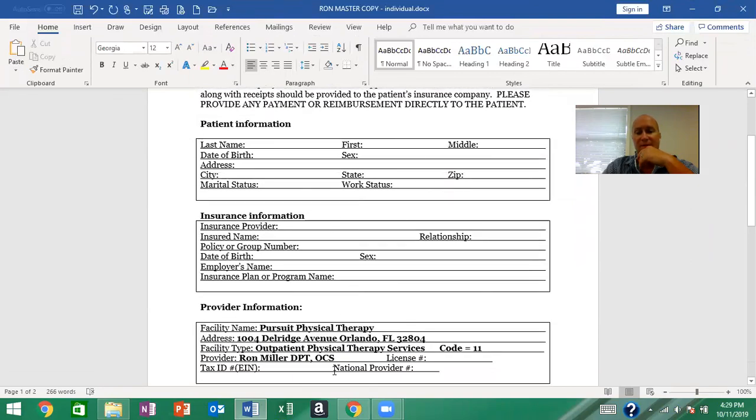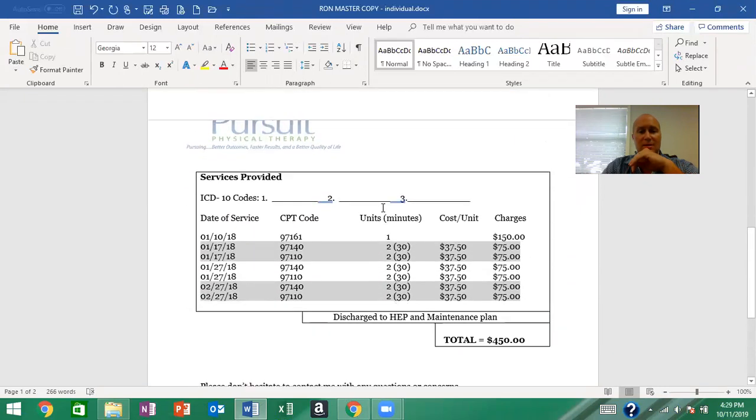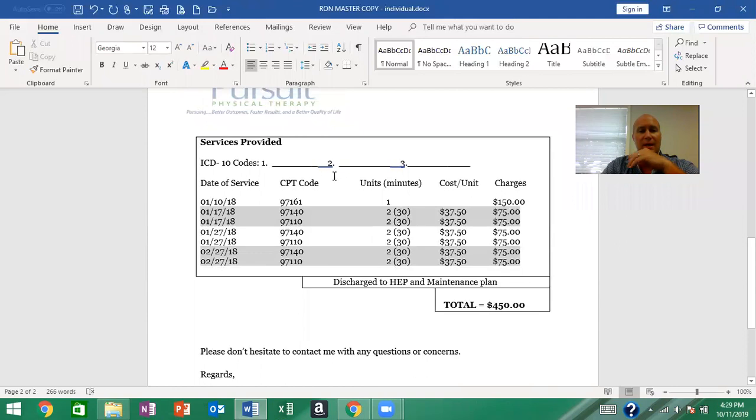Again, I have this stuff filled out already, and then I have the patient fill out the first two boxes there. So next is the services provided. I have three spaces here for ICD-10 codes, and I'll fill this in depending on whether the patient has one, two, or three diagnoses. Next is going to be the date of service, the CPT code, units, cost per unit, and the charges. They do want to see the cost per unit and the units. It's super annoying. That's why I keep this standardized and as simple as possible.